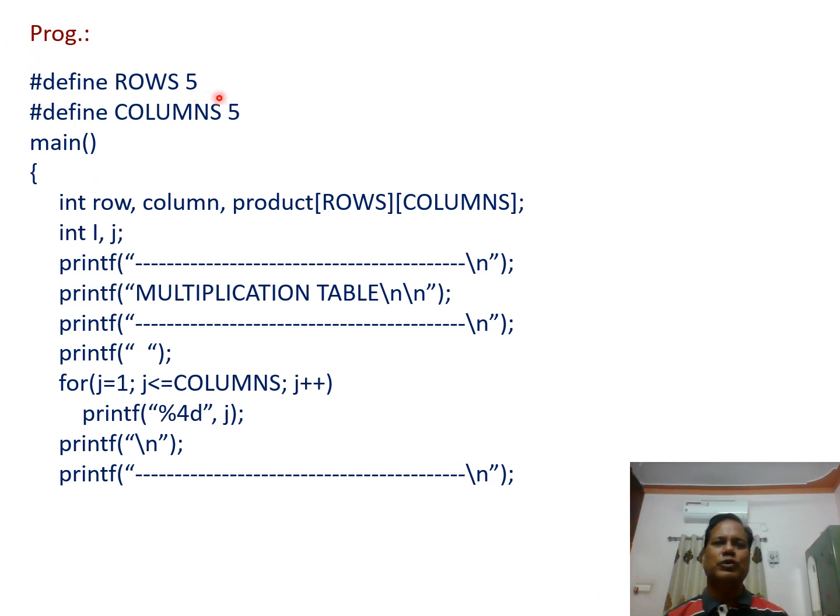We define ROWS 5. Here a constant declaration is there, so instead of 5 we use the ROWS constant, since this is a symbolic constant. The value of ROWS is set as 5. Similarly the value of the symbolic constant COLUMNS is set as 5. Then int product[ROWS][COLUMNS], rows multiplied by the columns.